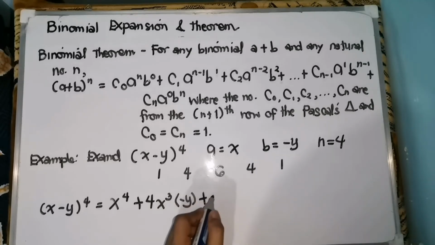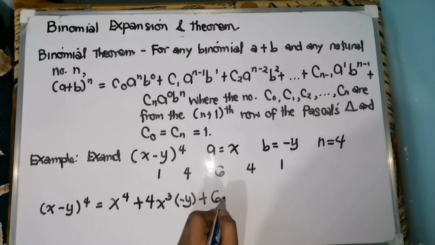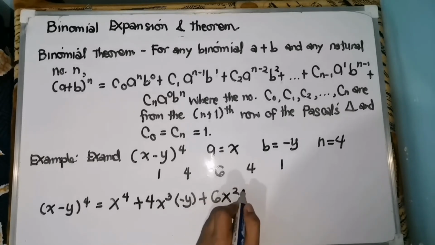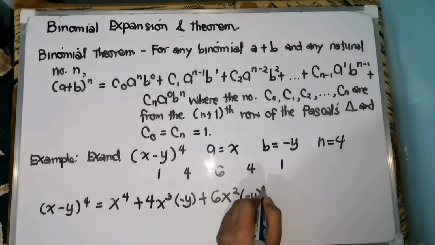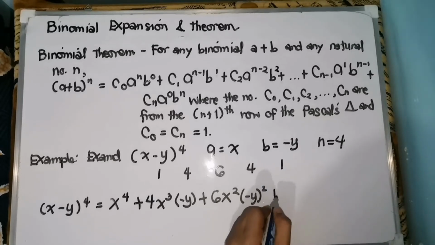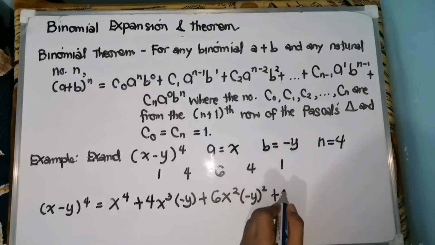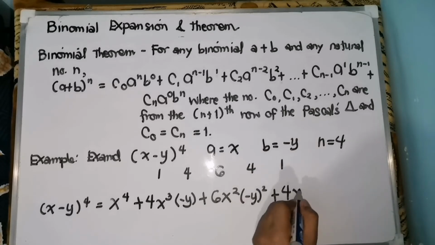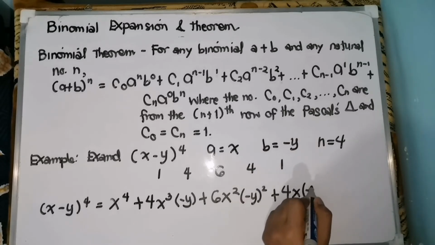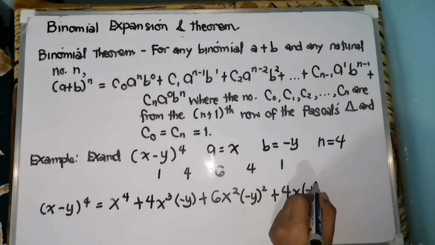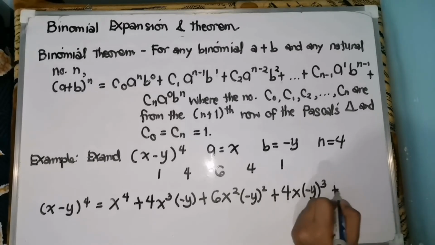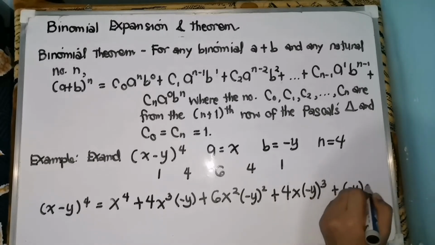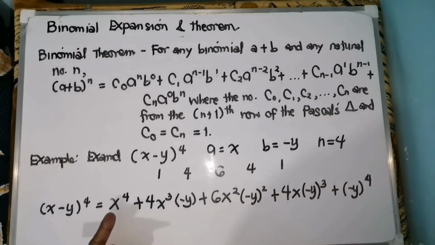Plus, our coefficient is 6. Then, we reduce the exponents, so it becomes x squared times negative y squared. Plus, our coefficient is 4, so this becomes x times negative y cubed. Plus, negative y to the 4th. Again, we just applied the patterns that we observed, or by applying the binomial theorem.